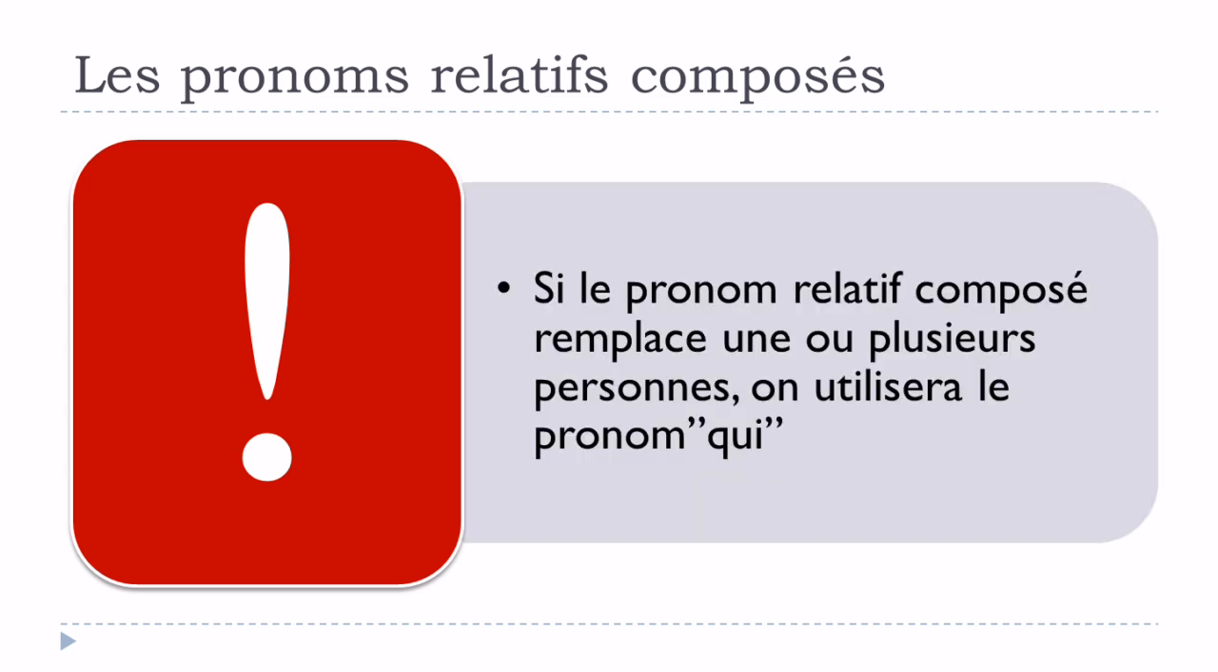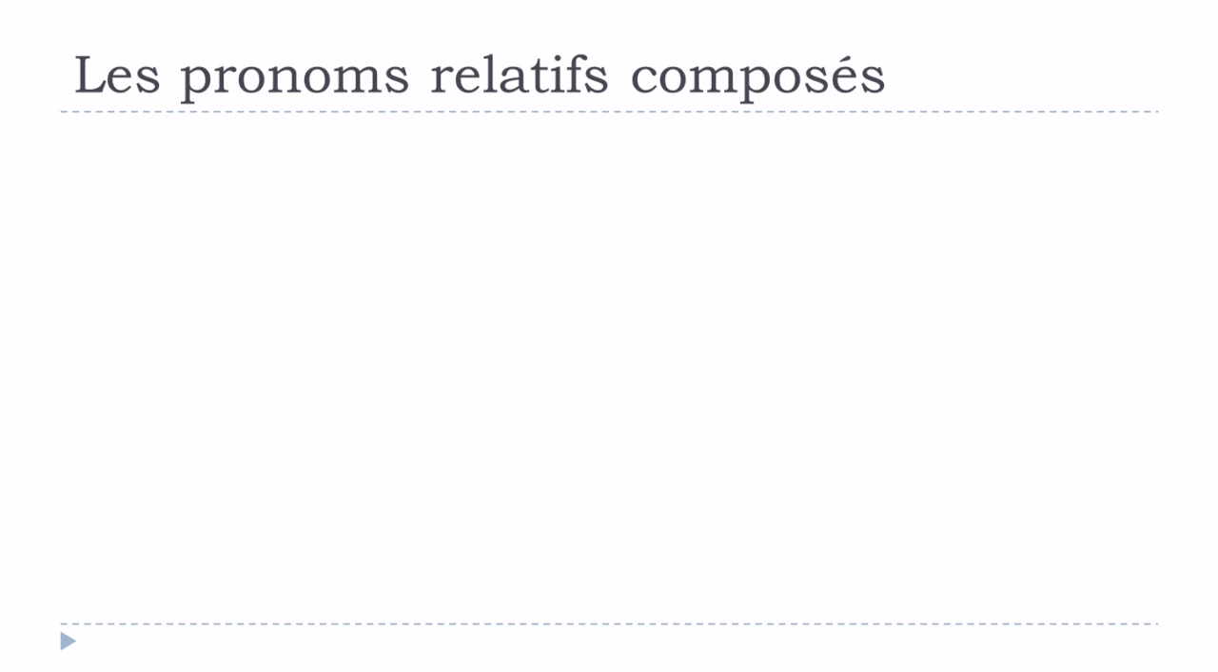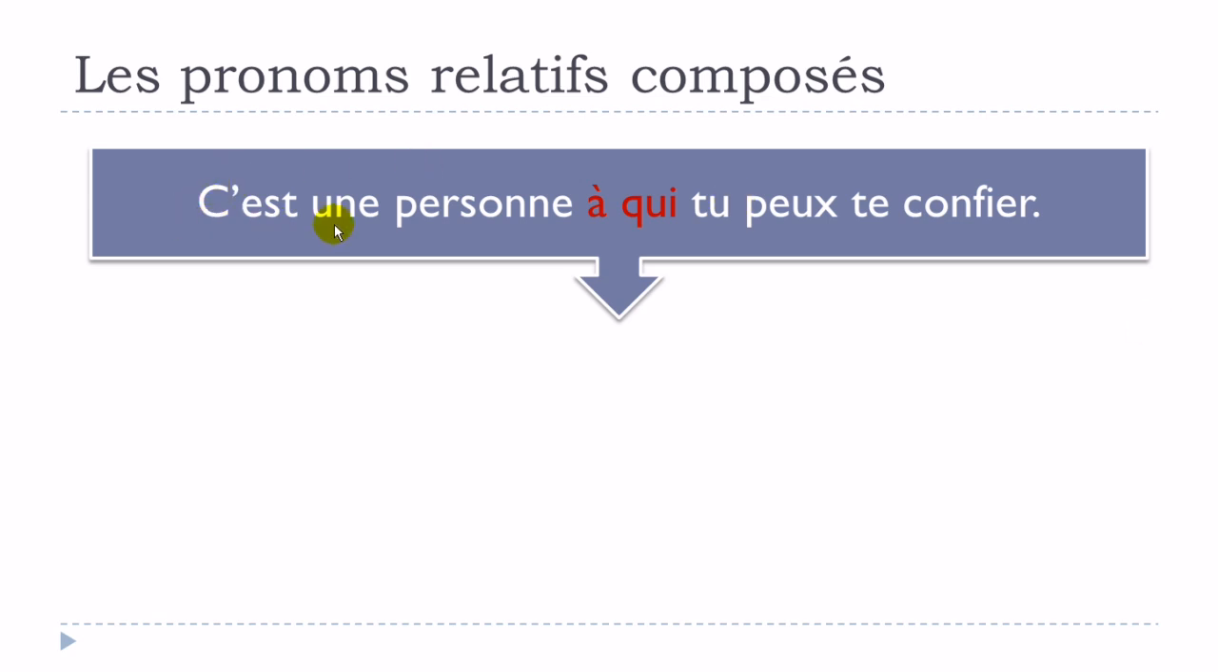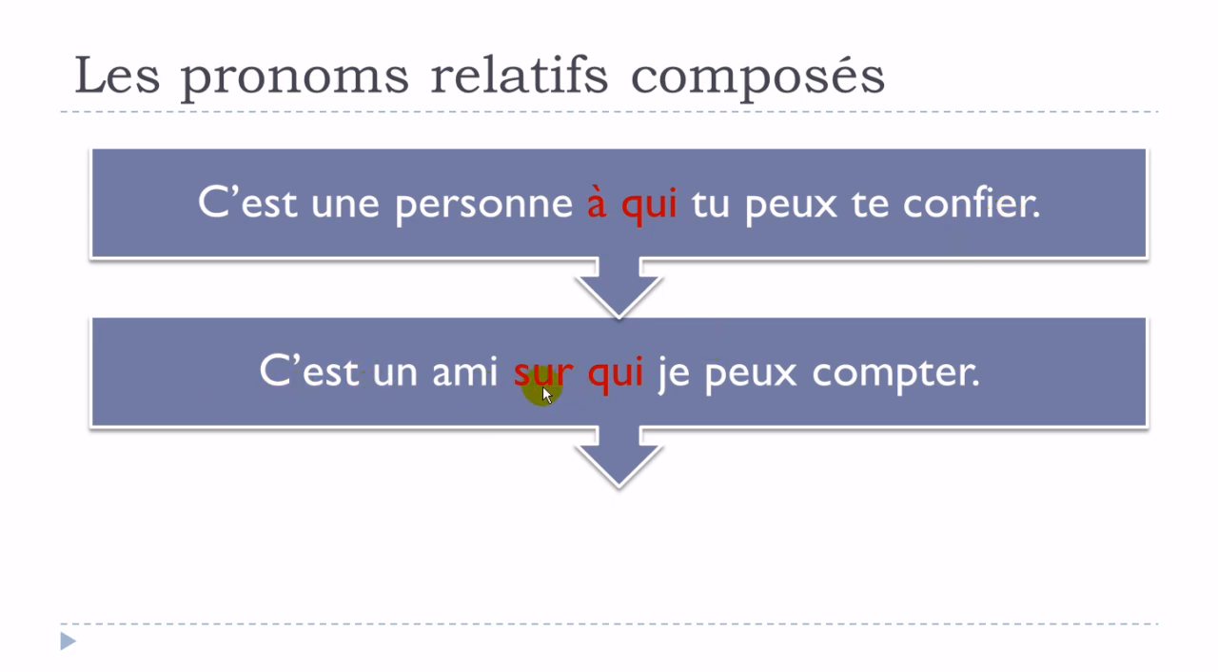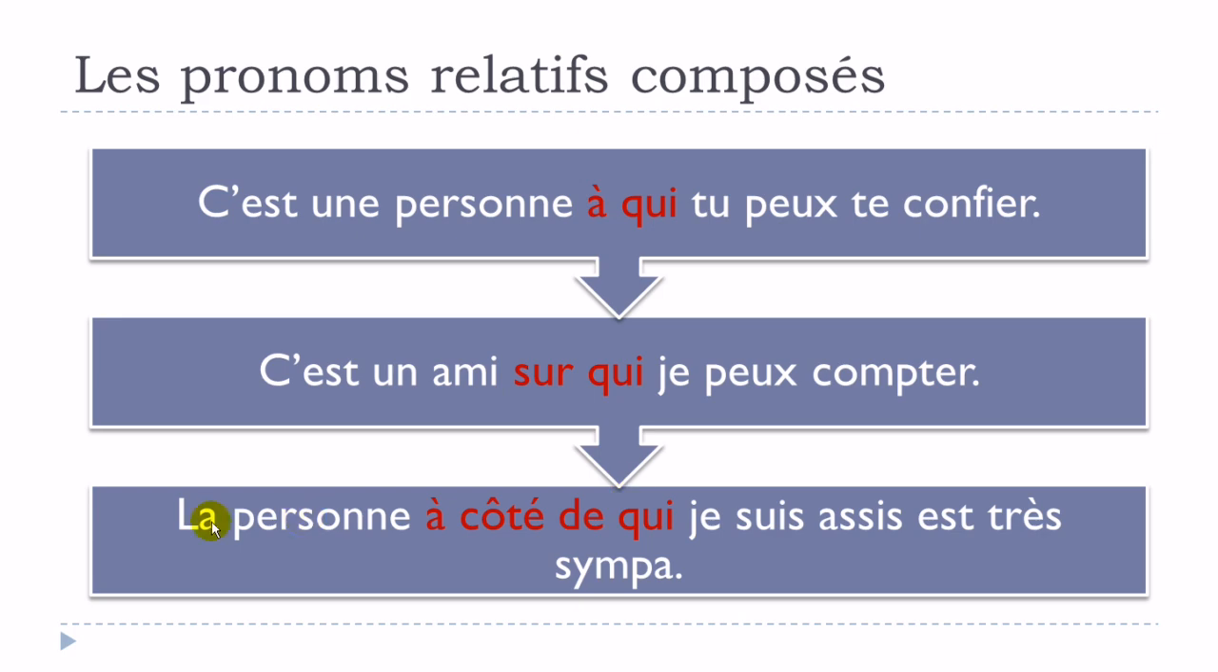Keep in mind that if this pronom relatif composé replaces une ou plusieurs personnes, on utilisera le pronom qui. So it's good news because basically, if you want to use this pronom relatif composé instead of a person, in that case you won't use lequel or laquelle, but you will use qui, and then you will combine this qui with a preposition. For instance, c'est une personne à qui tu peux te confier. C'est un ami sur qui je peux compter. La personne à côté de qui je suis assis est très sympa.